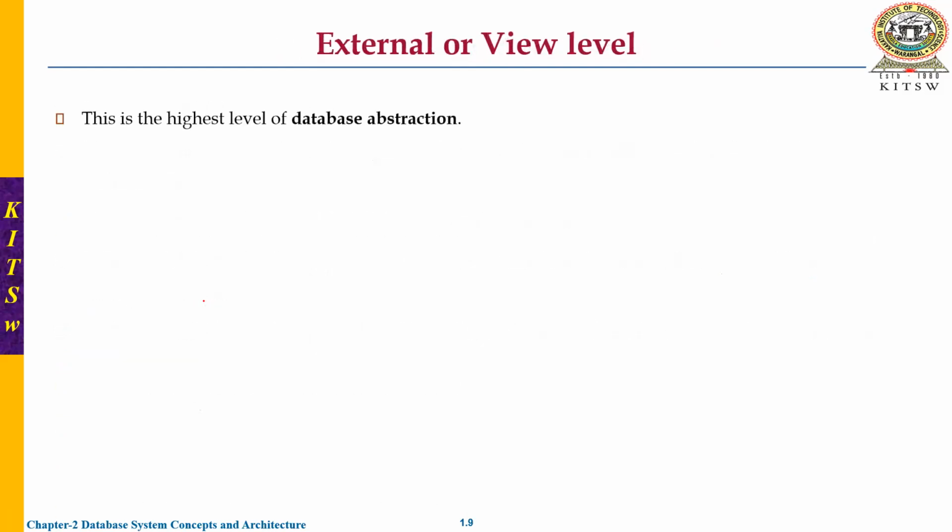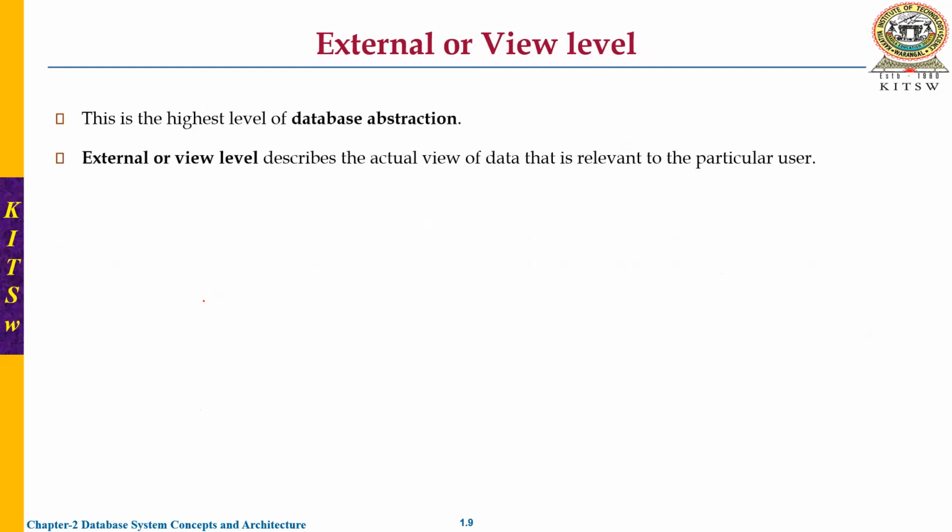This is the highest level of data abstraction. What is that? External level or view level. It's the highest level of data abstraction. Data abstraction means hiding of data. You are not going to show the actual database, its schema and everything to the end users. You are hiding everything. That is called data abstraction.